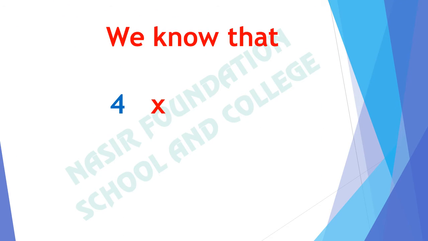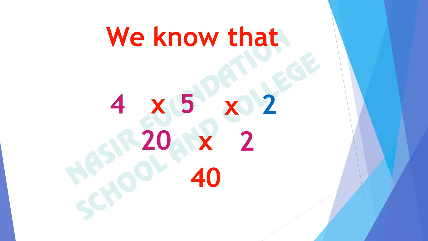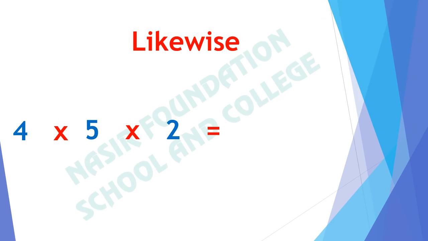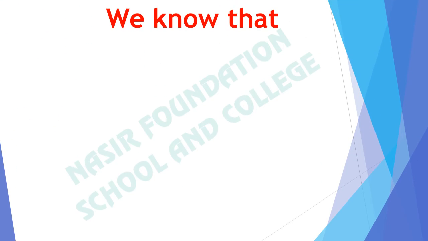Now we will multiply 4, 5 and 2. In the first step 4 and 5 are multiplied. 4 into 5 we get 20, and we will multiply it with the remaining digit, that is 2. Now 20 into 2 makes 40. If we multiply 4, 5 and 2, we get 40.